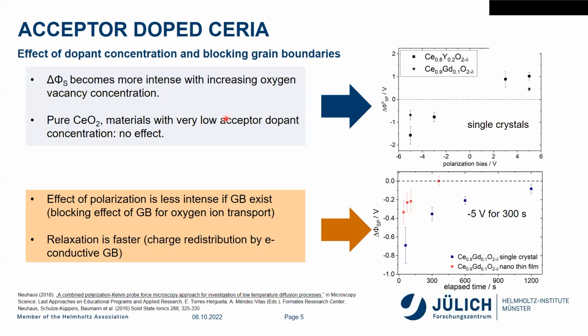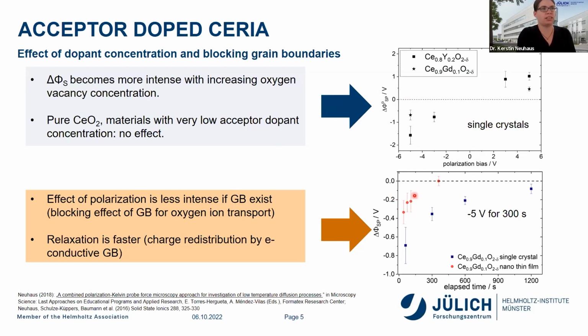Okay. We also did some measurements with pure ceria and materials with very low dopant concentration, and there was no effect visible. So this leads us to the conclusion that the effect is directly dependent on the oxygen vacancy concentration. On the other hand, we could see that the effect of polarization is less intense if grain boundaries exist, because grain boundaries in ceria have a blocking effect for the oxygen ion transport.